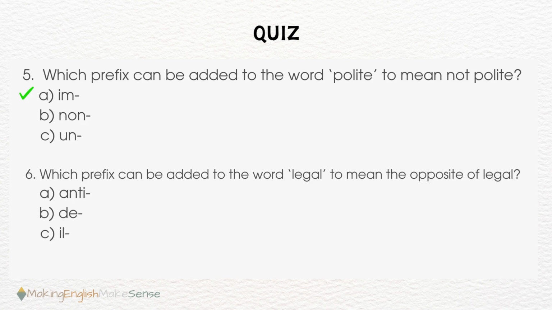Number 6, which prefix can be added to the word legal to mean the opposite of legal? A, anti, B, de, or C, ill? And the answer to number 6 is C, illegal. When the base word begins with an L, the prefix in becomes ill.